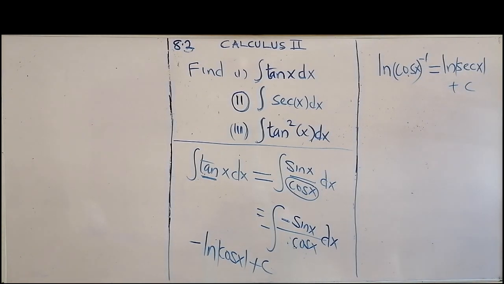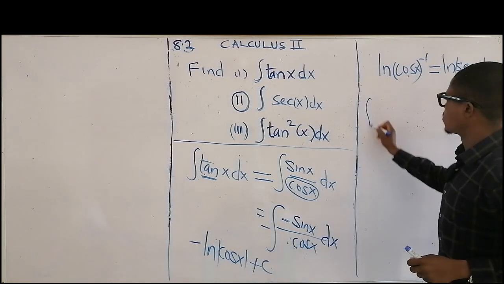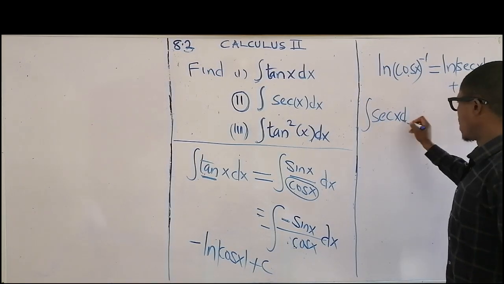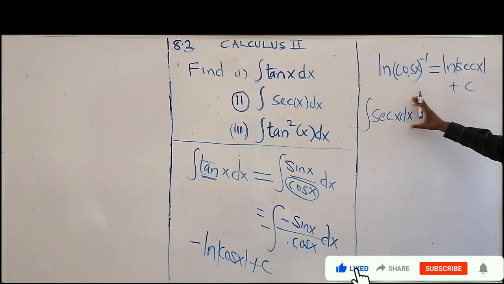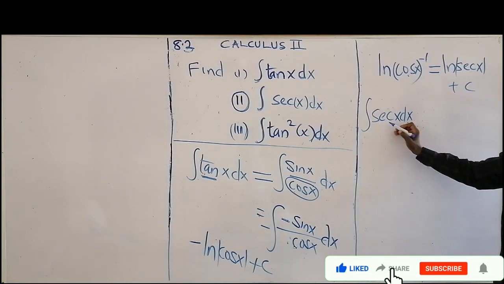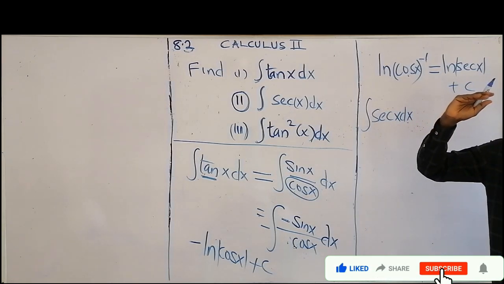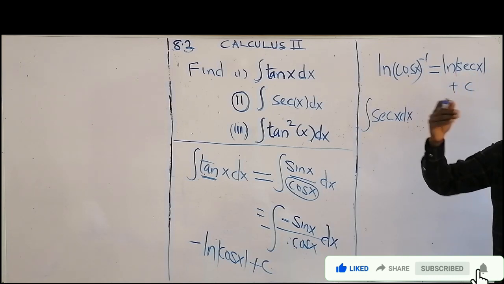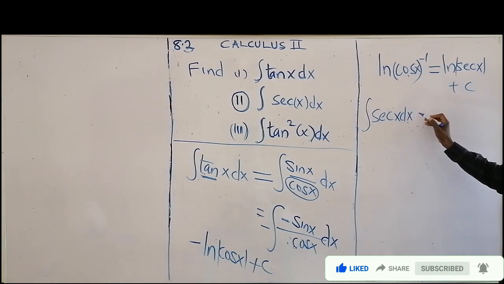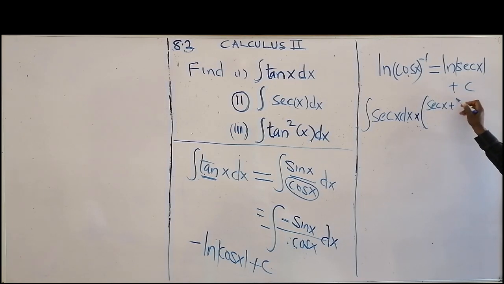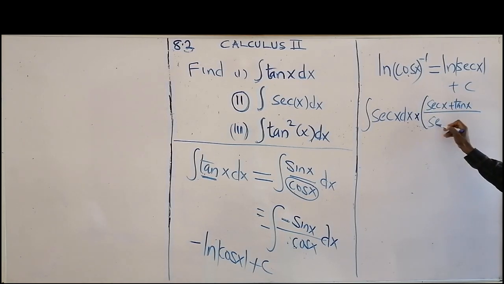The second part is the integral of sec x dx. In this case, there is no direct table for this. What will ensure that this is in form of a fraction, I mean a numerator and denominator? So we're going to multiply this by sec x plus tan x all over sec x plus tan x dx.